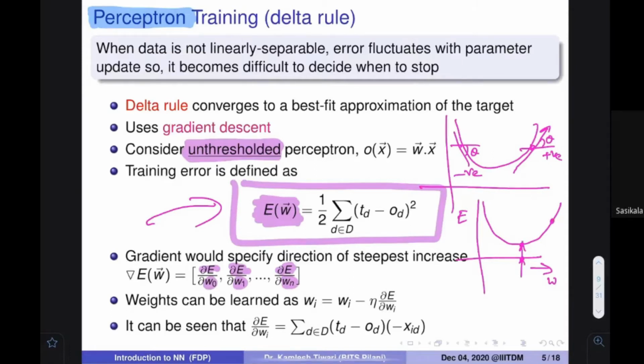But if you have this value of W, then your error is this much, not this much. And if you want to find out the slope here, the slope would be positive. So if the slope is positive, you come back, you reduce the value. Slope is positive, you reduce the value.